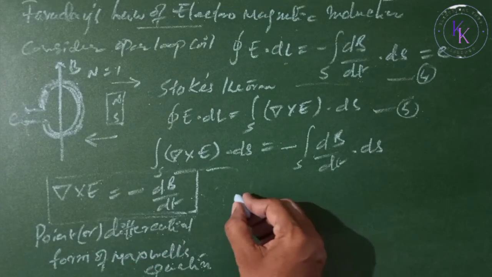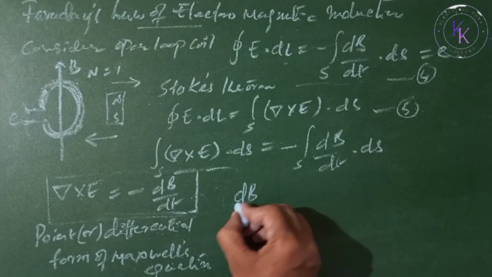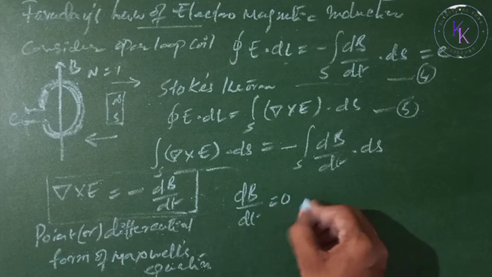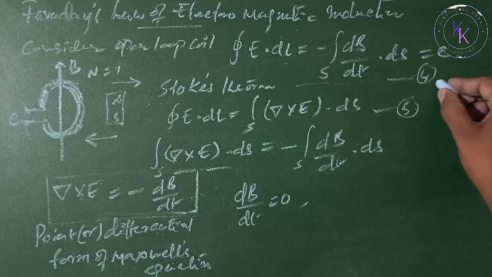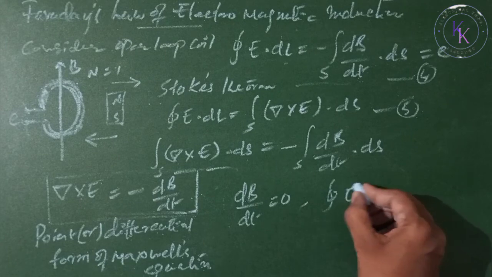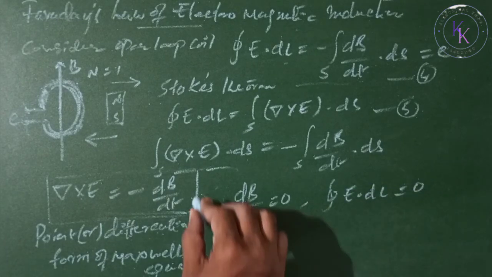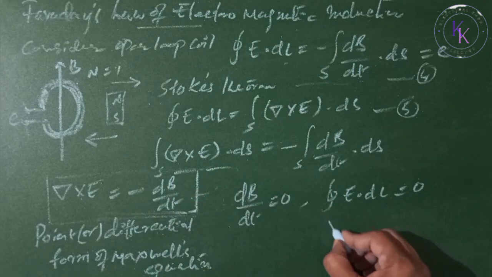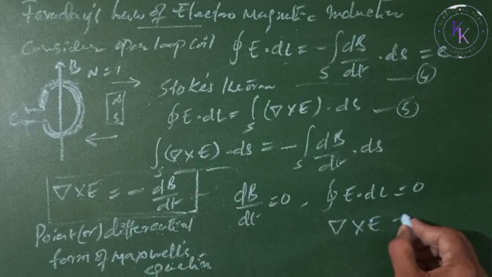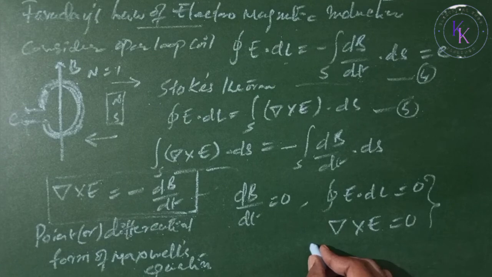If the flux density is not time changing, that is dB by dt equals 0, then equation number 4 gives the closed integral of E dot dl equals 0, and the point form changes to del cross E equals 0. These two are the relations of electrostatics.